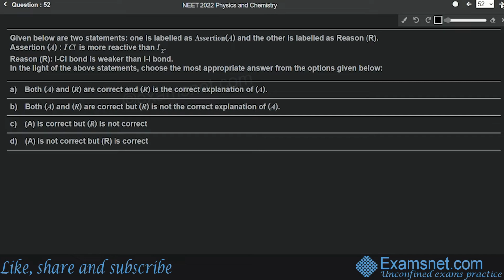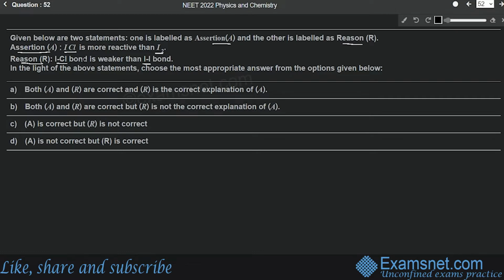Now question number 52 is from the chapter P block elements, and the question is, given below are two statements. One is labeled as assertion and the other is labeled as reason. So assertion is that ICl is more reactive than iodine. That means iodine chloride is more reactive than iodine molecule. And the reason is given as iodine chloride bond is weaker than iodine bond.